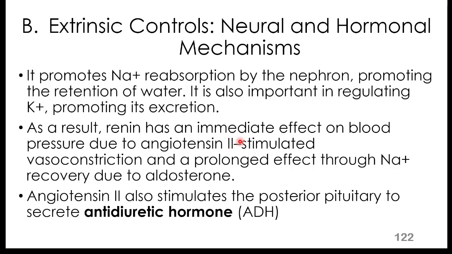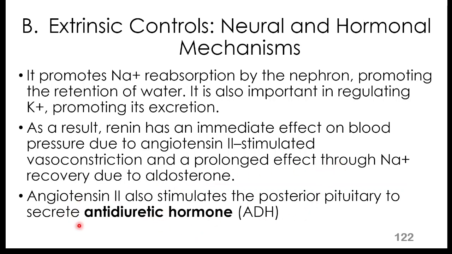Now, aldosterone promotes sodium reabsorption and the retention of water, while it promotes excretion of potassium. Because of this, renin has an immediate effect on blood pressure due to angiotensin 2 stimulated vasoconstriction, and a more prolonged effect through the actions of aldosterone to cause sodium and water retention.